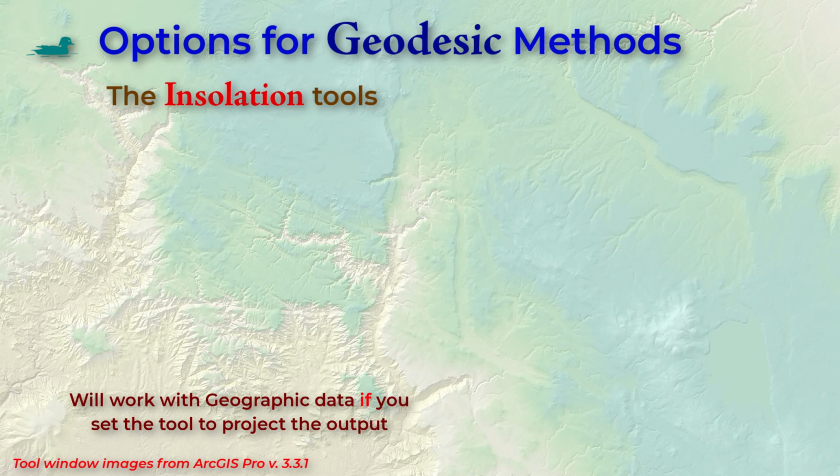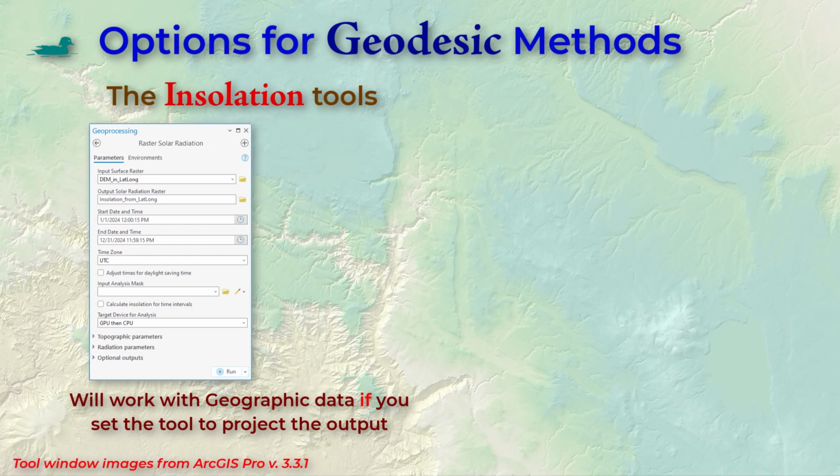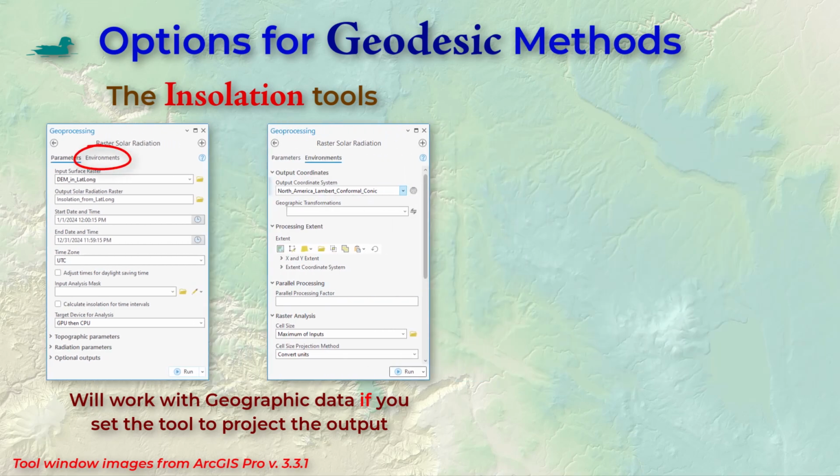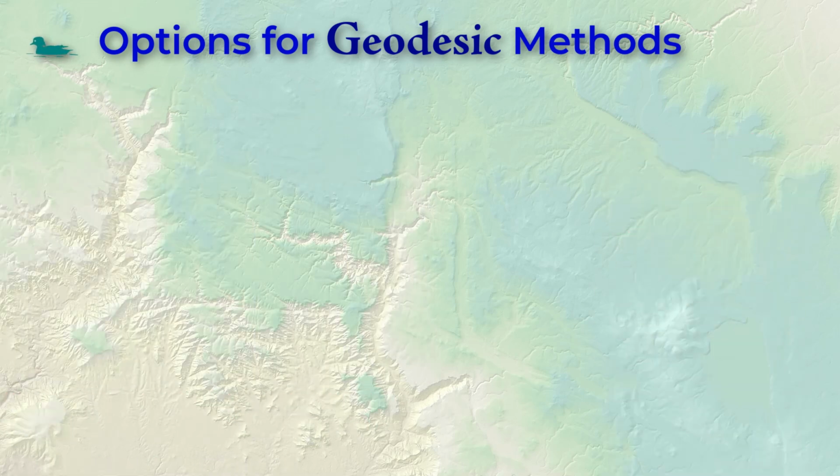Now, as of late 2024, the solar insolation tools will work on geographically projected data, but only if you go to the environmental settings and set the output coordinate system to some projected coordinate system. In this case, you can use a DEM in latitude and longitude coordinates, but the insolation rasters you end up with will be projected. The tool help files don't explain why this is, but it is possible that the tool just doesn't use geodesic calculations. Therefore, it might be projecting the DEM into a projected coordinate system first before analyzing it. That's my theory. Historically, the insolation tools wouldn't work at all on geographic data, so this is a step forward.